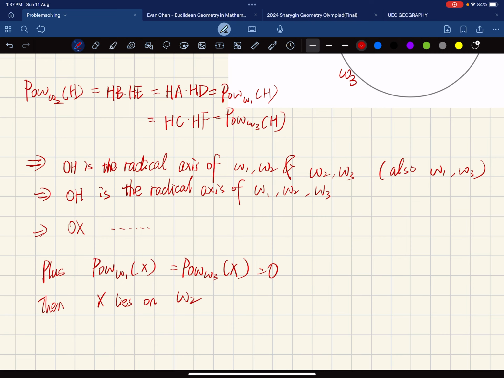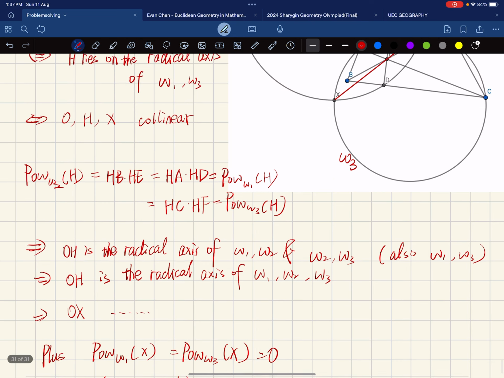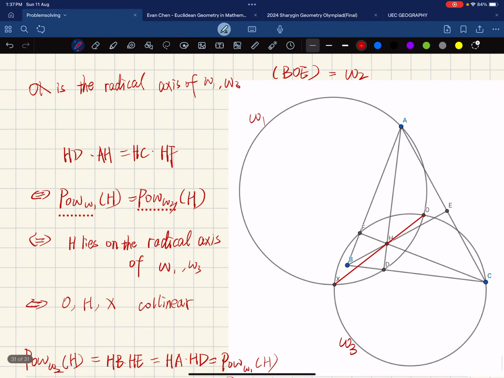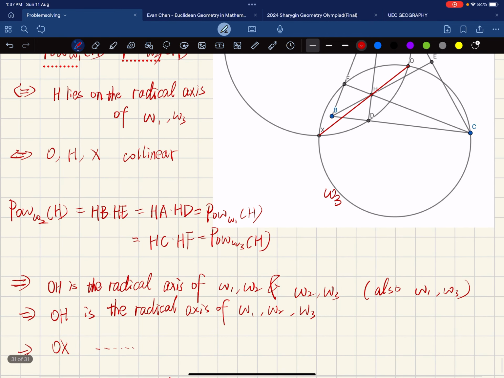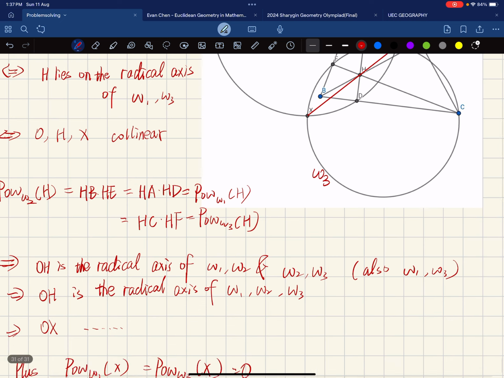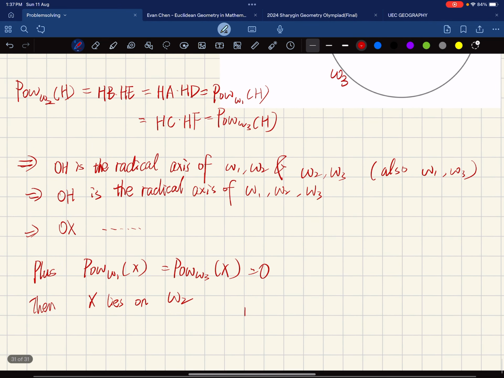So then we have proved this problem, because X is obviously different from O, and we have proved that X lies on omega 2, so it is of course the intersection of the three circles. And then we have proved this problem.